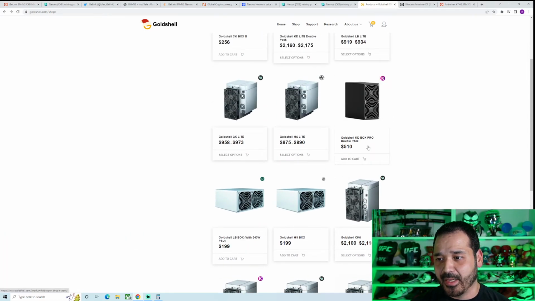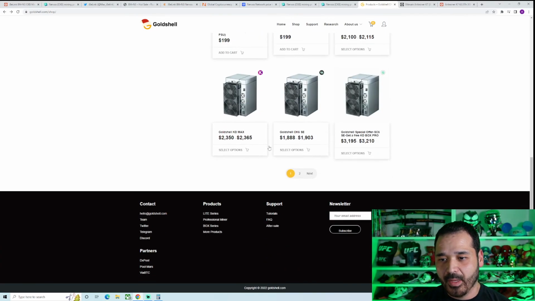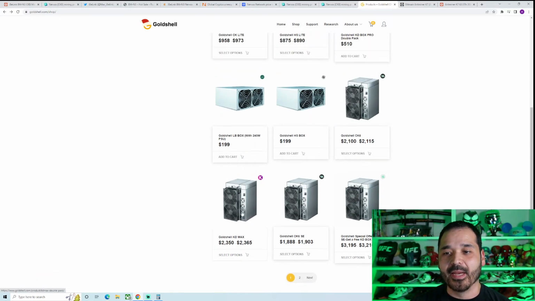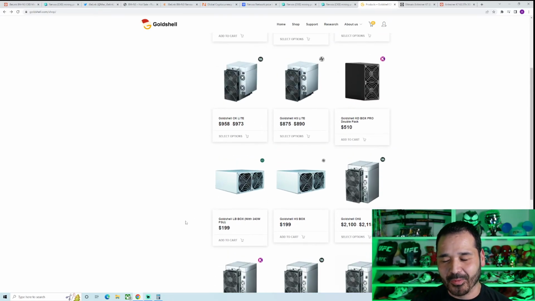And it's the same thing with why even the Kadena miners are so cheap. These guys are down to 510 for two of them. The max is 2,300. Pretty much every update I've been doing, these things have been getting cut in half. So this thing even right now is down to 2,300, which is crazy.